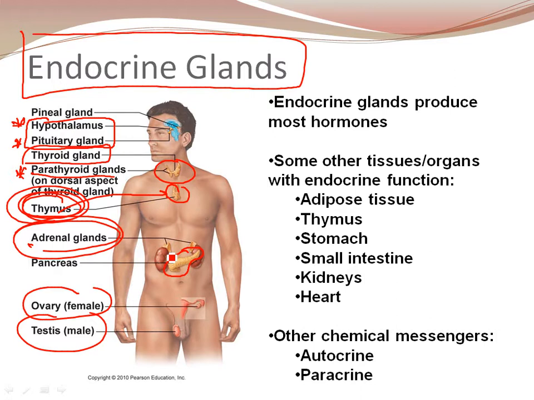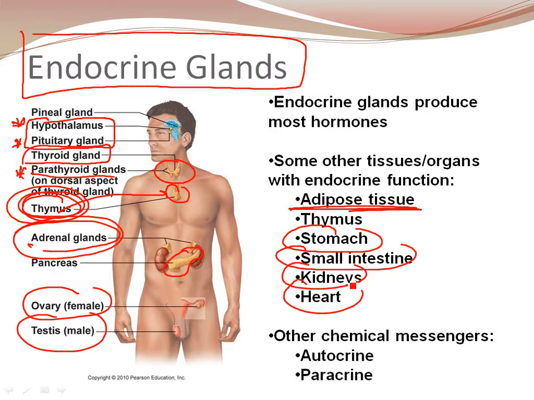And some other organs within the body or tissues within the body that make hormones that you may not have thought about before. Your adipose tissues, your fatty tissues, the stomach, the small intestine, the kidneys, and even the heart all produce one or more endocrine type hormones, even though they are not fully dedicated to just those processes.